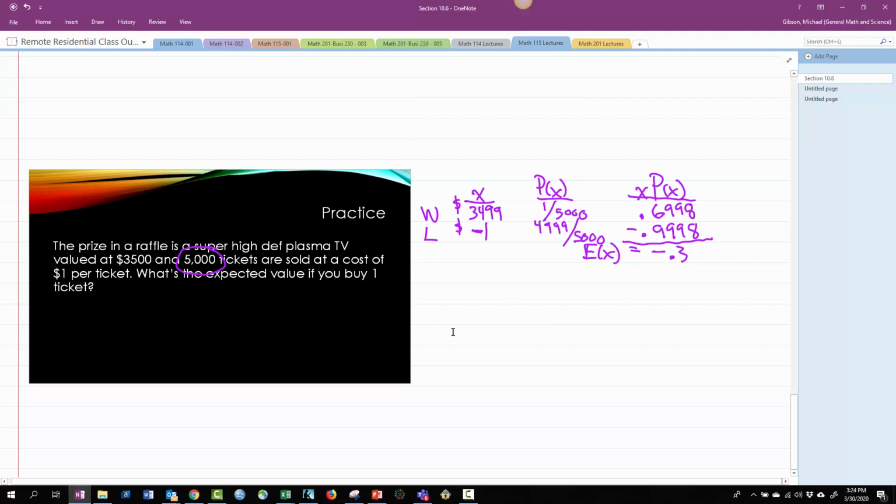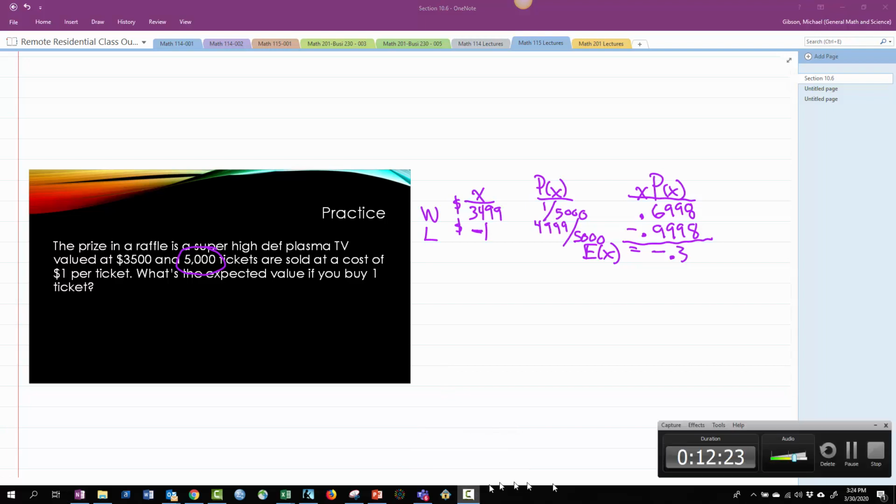Okay, so that is how expected value works. I hope you found this helpful. You'll see this in general is the way the homework questions work as well.